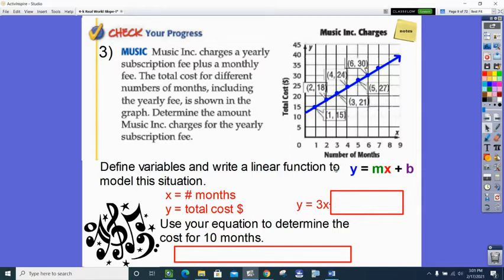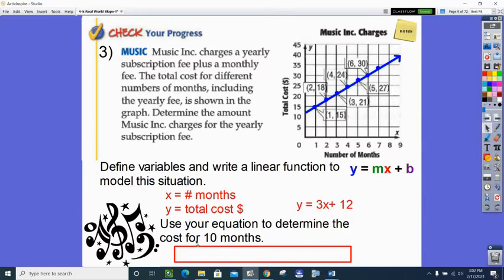And then we need our b, but it's hard to see what that is here. So let's kind of see what's happening. Notice our y is going from 24 to 21 to 18 to 15. Remember that we're going up, we're adding 3 for each time we add a month. This time, if we go down, we want to get to 0 months, we need to take away 3. So the initial fee, that yearly fee, was $12. So to answer this question, the yearly fee was $12 and we're paying $3 a month.